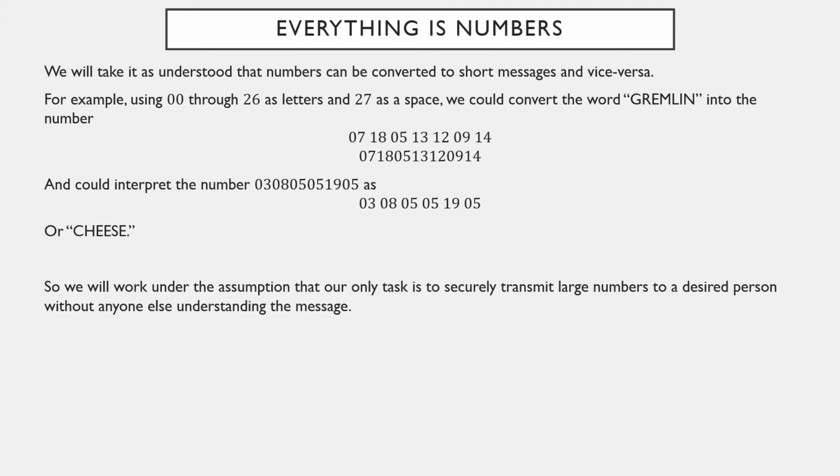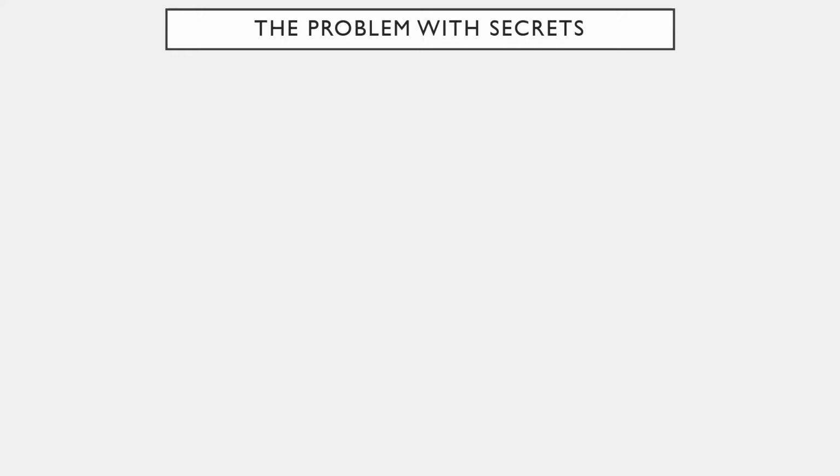So we're just going to work under the assumption that our only real task is we have a number that represents a message and we want to securely transmit it to a desired person. We're really not going to focus on converting text into numbers. We're just going to assume that's done. And the message that we need to send is some large number. So now let's suppose we have a number and we want to transmit it to our friend.